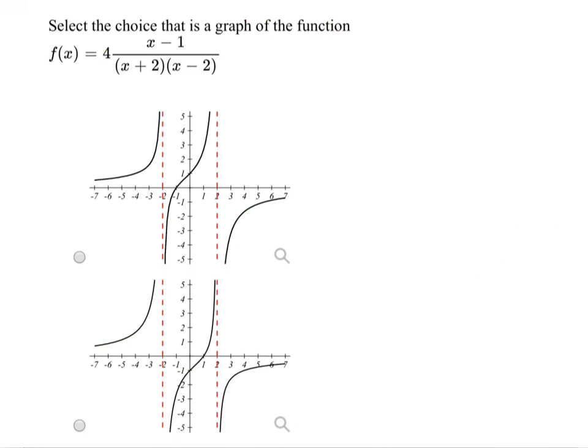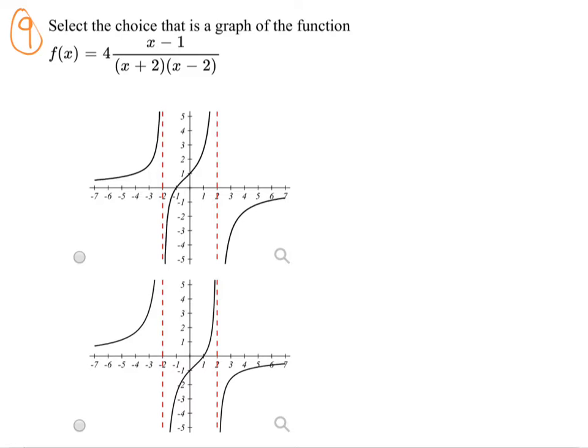All right, on to number 9. So this is number 9. It doesn't say the number there. There we go. So this is number 9. Select the choice that is a graph of the function. So we're doing it backwards. Now they're starting us with the function, and they want us to pick the right graph. So let's go through it. Multiple choice, pick the right graph.